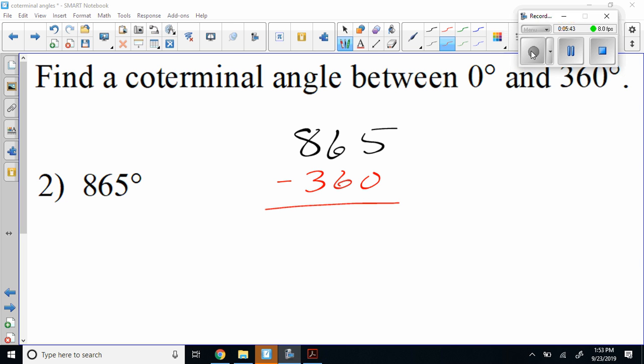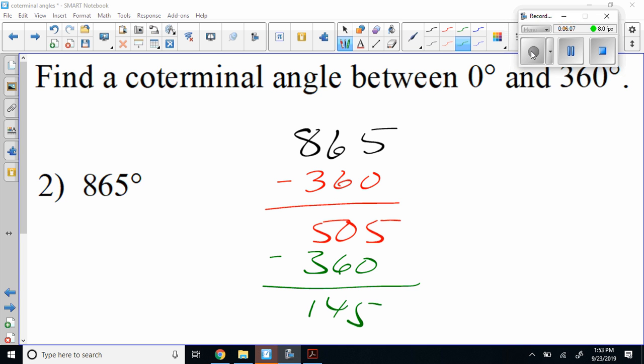All right, so what is 865 minus 360? 505. Is that between 0 and 360? No, so what do I have to do? Subtract again. What's that give me? 145. Okay, can I stop right there? Yes. Why? Because it's between 0 and 360. That was our set of requirements, our borders. Find me a coterminal angle that is between those. So 145. Any questions off that?